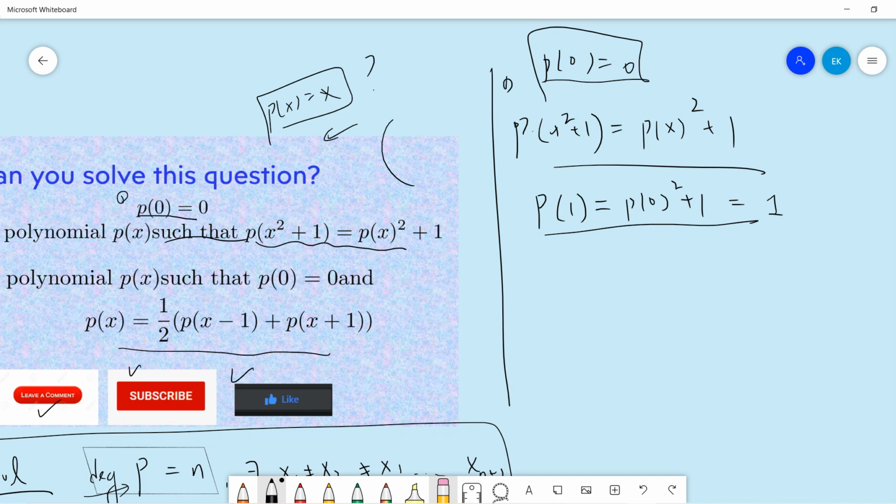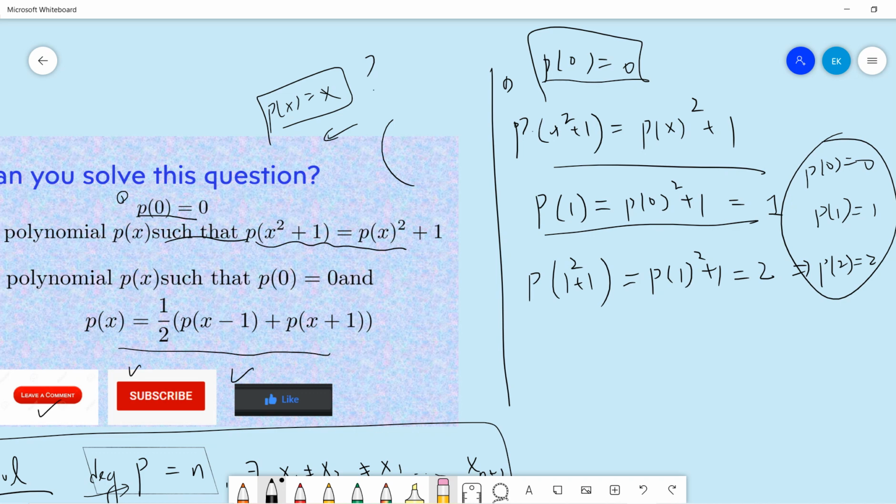From here, I get p of 1 squared plus 1 equals p of 1 squared plus 1, so p of 2 equals 2. Now we already have 3 of them, so we are hopefully really close. We keep going: p of 2 squared plus 1 equals p of 2 squared plus 1, so it's 4 plus 1, which is 5. So we get p of 5 equals 5.